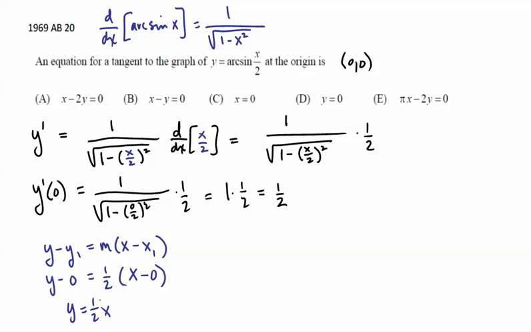But that's not one of the choices, so we're going to put it into standard form, multiplying both sides by 2, and we end up with 2y equals x. Bringing everything over with the x staying positive, we get 0 is equal to x minus 2y, and that is answer choice A.